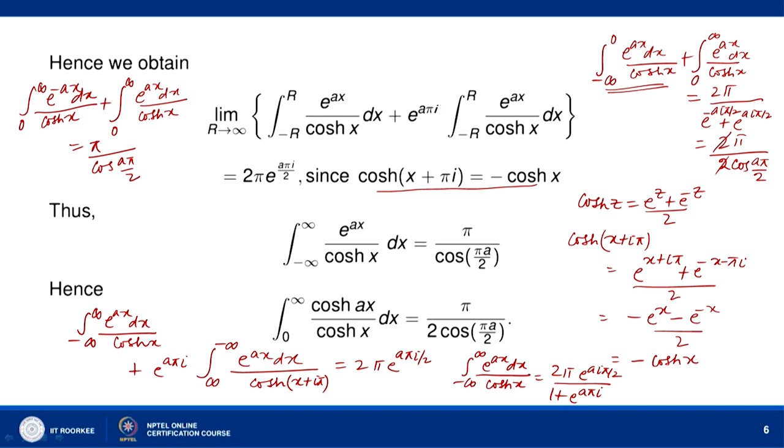Okay, so the left hand side is the integral 0 to infinity of e to the power ax plus e to the power minus ax divided by cosh x. e to the power ax plus e to the power minus ax is twice cosh ax, divided by cosh x, dx equal to π over cos(aπ/2). Okay. So, we get the value: the integral 0 to infinity of cosh ax over cosh x dx equal to π over 2 times cos(πa/2), this 2 we can bring here. So, this is how we get the value of the integral using residue calculus.